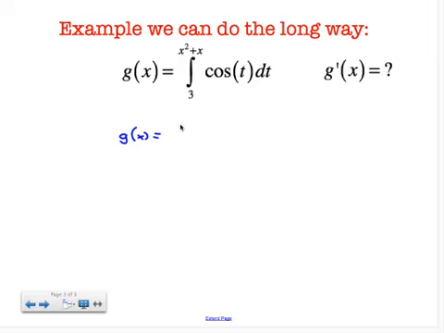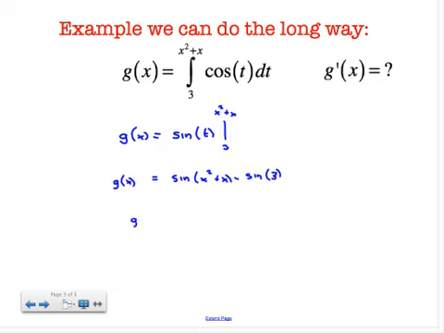So fundamental theorem part 2 says I need an antiderivative of cosine t. So sine of t will do, and then I'm going to input these two limits of integration, one of which happens to be variable. So we get sine of x squared plus x minus the sine of 3, and that's what g of x is equal to. And so now we can do things the old way and just take the derivative of g at this stage where there's no integral involved.